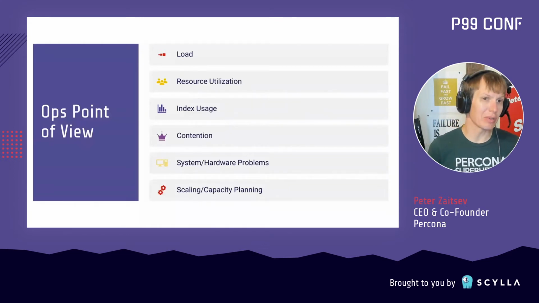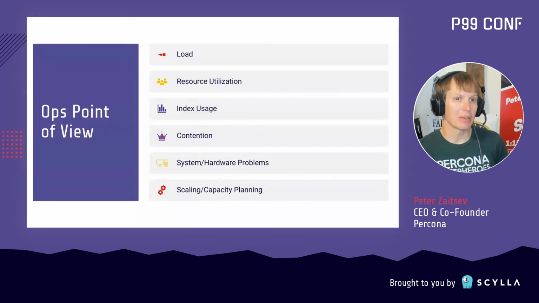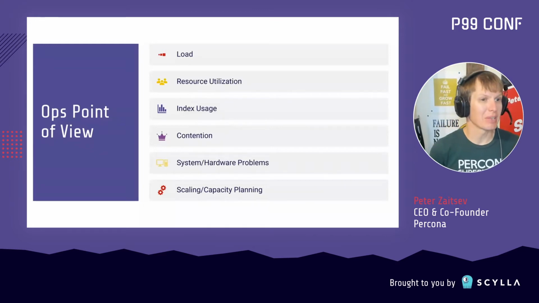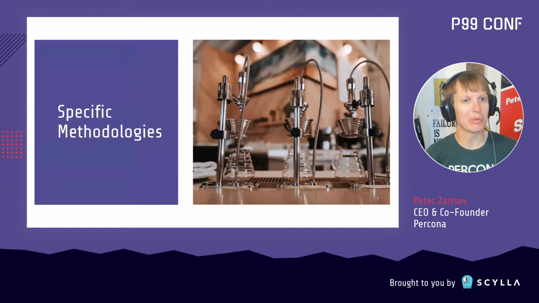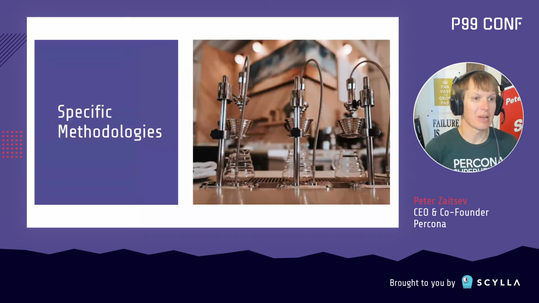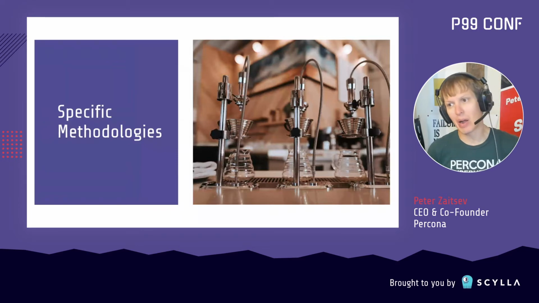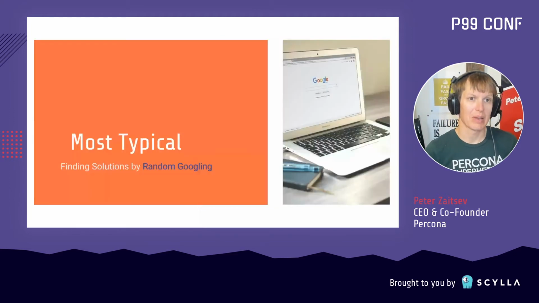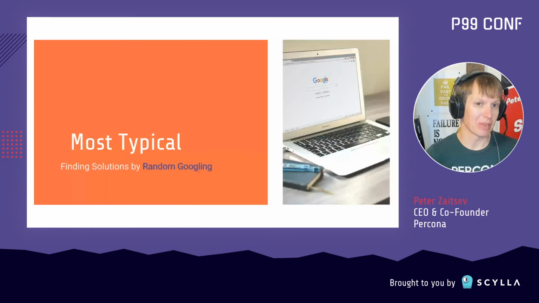Now, wherever your point of view is, you can often benefit from having specific methodologies, so you can follow a systematic approach to deliver the outcomes you want. Unfortunately, if you look overall at the most commonly used methodology, it is finding solutions by random Googling. Now, what is the problem with random Googling?